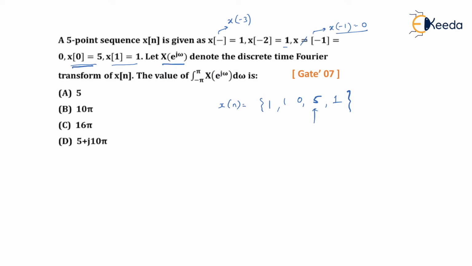Let X of e to the power j omega denote the discrete time Fourier transform of x of n. Of course, yes, X of e to the power j omega is always the DTFT of x of n only. What they want is the value of the integral over minus pi to pi of X of e to the power j omega d omega. Now, you have to be very careful and your observation should be strong enough, because if your observation is strong, then such kind of questions can be cracked very easily.